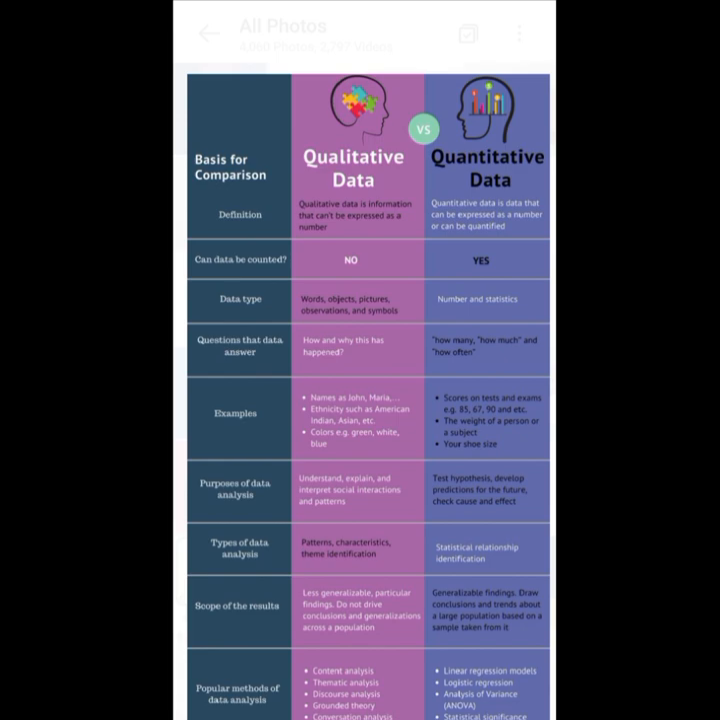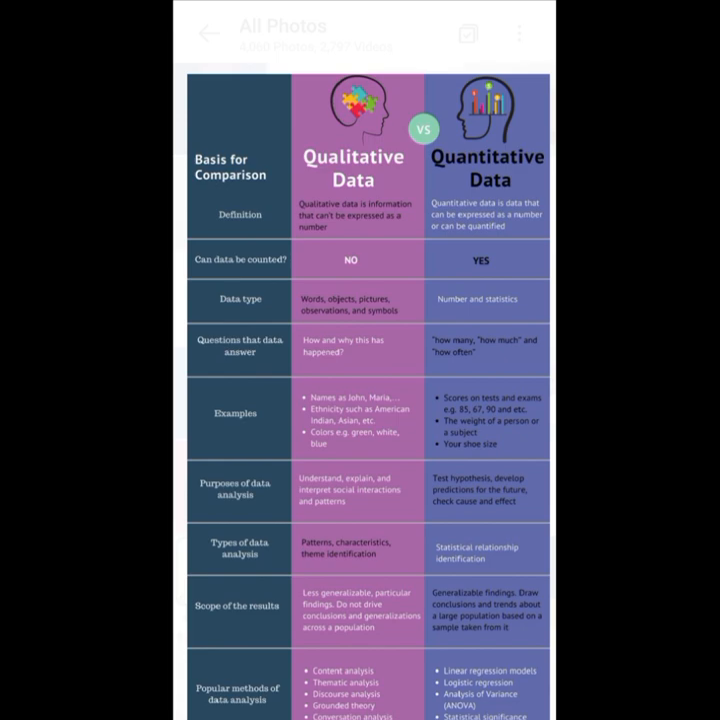Qualitative data answers questions like how and why. For example, how do students feel about online learning? Why do people prefer using smartphones over laptops? Quantitative data, on the other hand, answers how many, how much, and how often. For example, how many students attended the online class? How much time did they spend studying? How often do they use their phones?